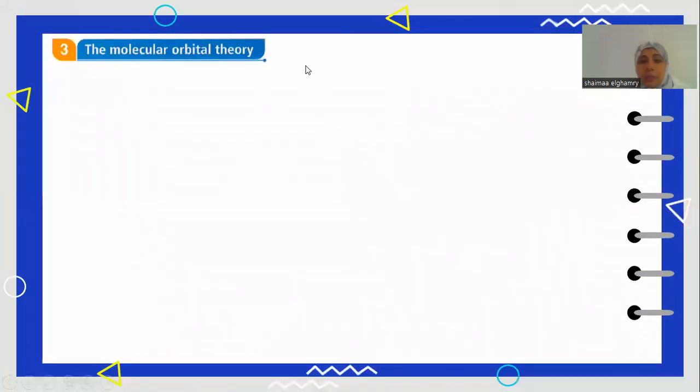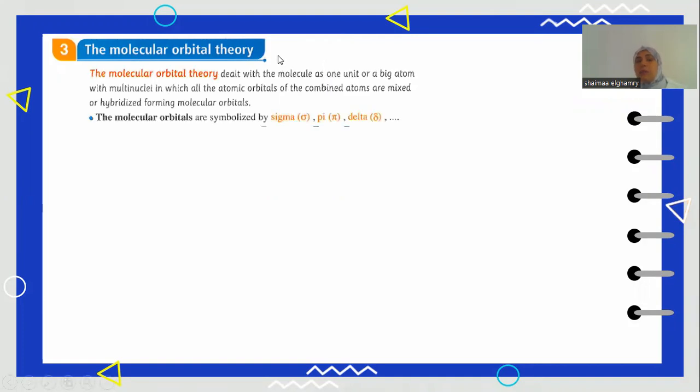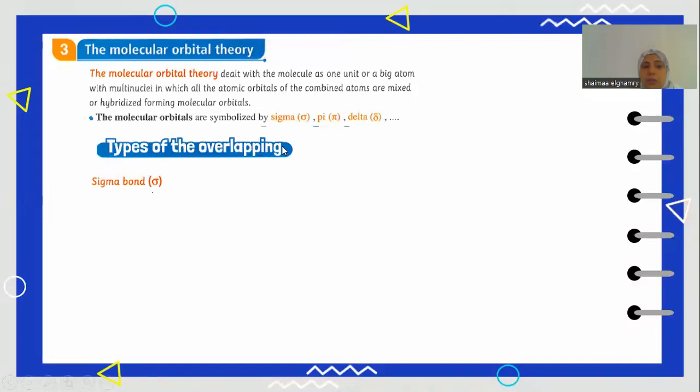The molecular orbital theory. Molecular orbital theory deals with molecules as big atoms. They deal with the molecule as a unit or a big atom with multi-nuclei in which all atomic orbitals of the combined atoms are mixed or hybridized, forming the molecular orbitals. What are the molecular orbitals? We have sigma bond, pi bond, and delta.